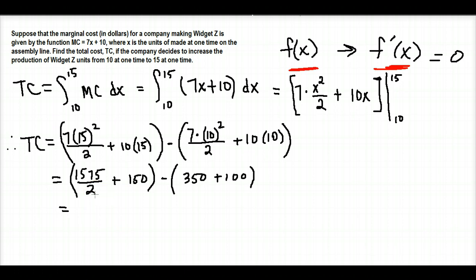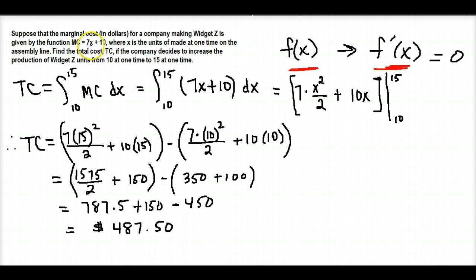So 1575 divided by 2, go ahead and calculate that right quick, will be 787.5 plus 150 minus 350 and 100 is 450. And so when we calculate all that, you would end up getting $487.50.